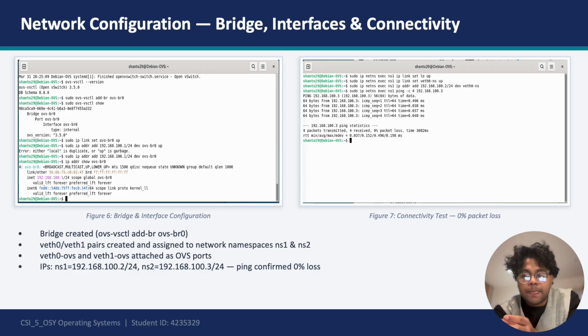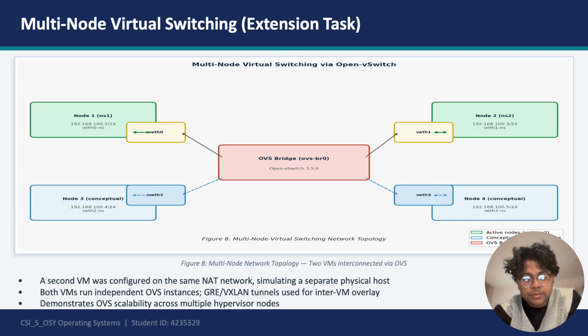I ran a ping from ns1 to ns2. And as you can see, we achieved 0% packet loss with a consistent response time in the sub-millisecond range. This confirms the OVS bridge is correctly forwarding traffic between the two namespaces.